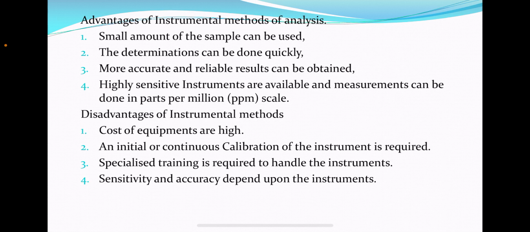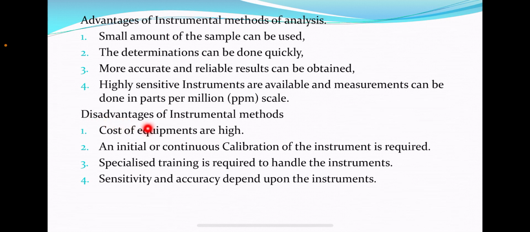And the fourth advantage is that highly sensitive instruments are available and measurements can be done on the parts per million scale. This is very interesting. I was talking about the milligram scale, but even in parts per million, in a million concentration, only one part, that might be 1 mg or 1 gram in thousands or millions, can be examined by using highly sensitive instruments. In recent days, as technology keeps improving, we have highly sensitive instruments, and by using them we can measure the unknown concentration of the sample in parts per million scale also. These are the main advantages of instrumental methods of analysis.